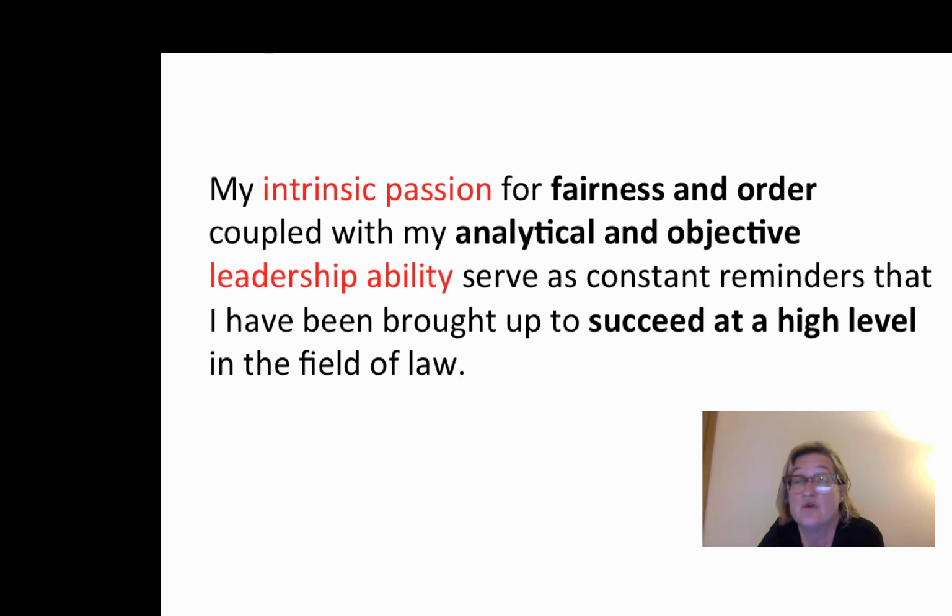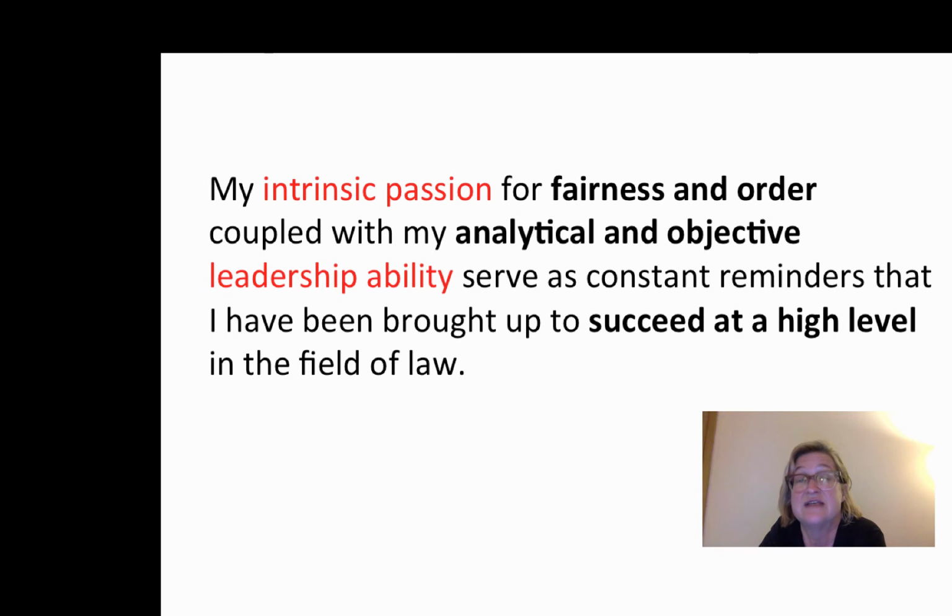We have fairness and order being set up as one important component of the message of this personal statement. The second important component is analytical and objective leadership ability. So I'm a little wary about talking about leadership ability because leadership, again, can become something of a cliche. But I like the way that this personal statement addresses qualities that are going to be important in the highly competitive career of the legal field.